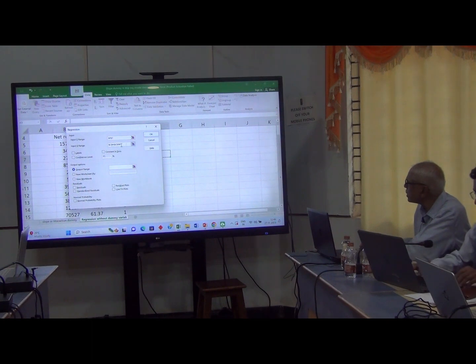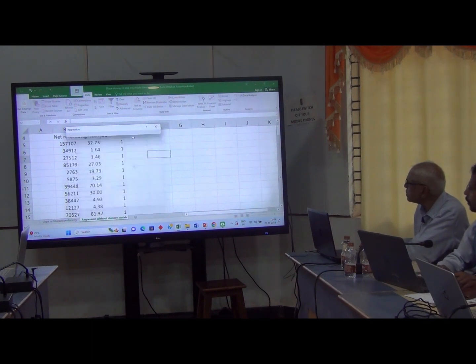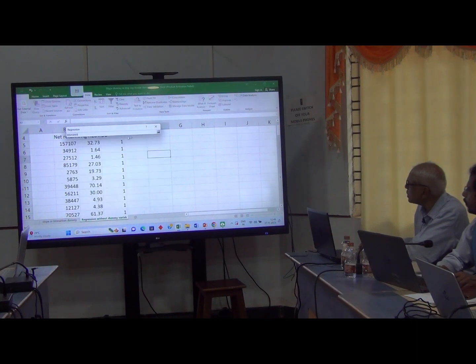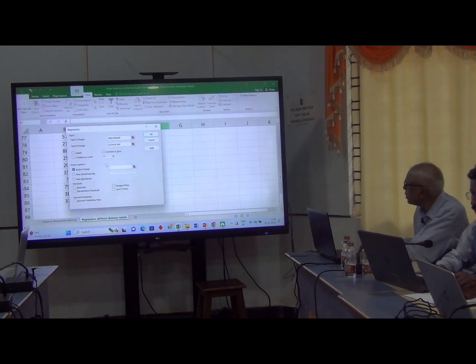Output range. No, wait. So label here, output below. Then labels. Now save.